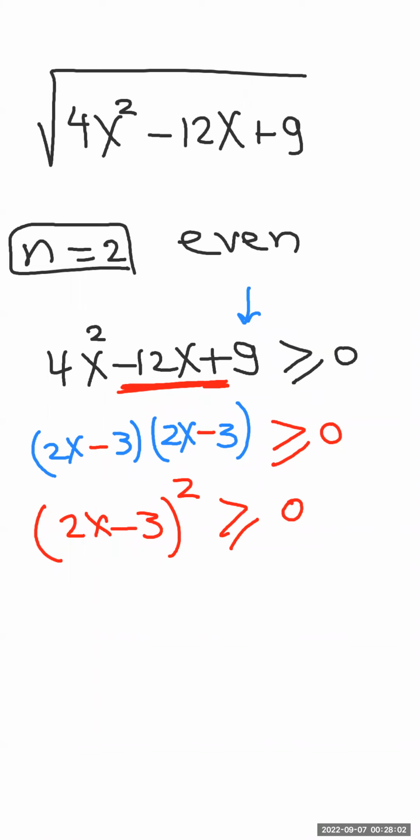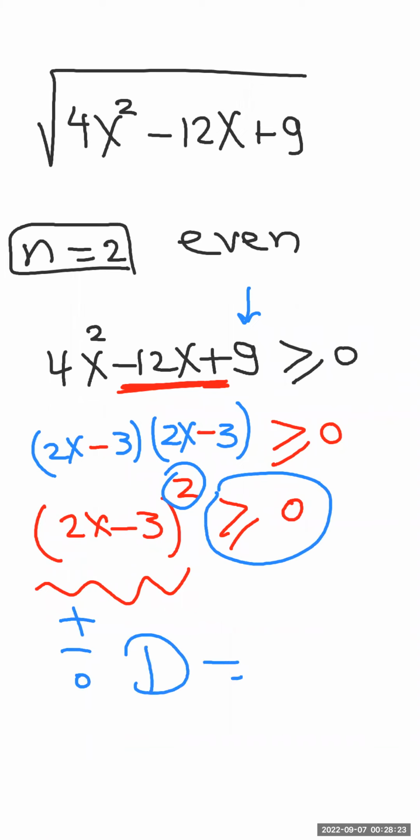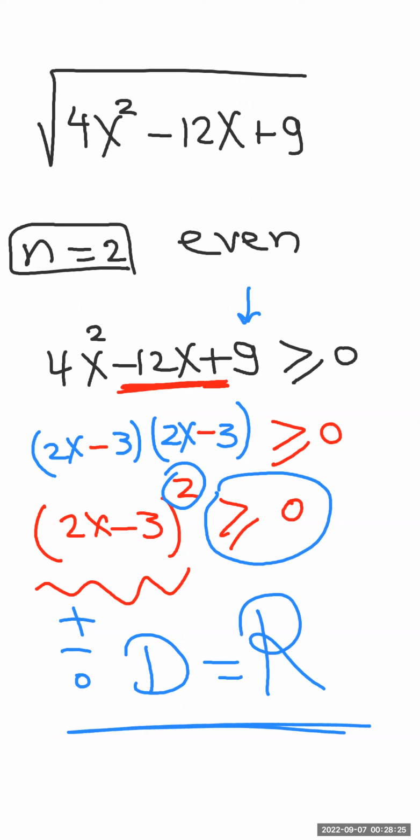Okay, my question now. Can we suppose that this value will be negative under any circumstances? Of course not. Why? Because it's to the power 2. So this bracket, whether this value is positive, negative, or 0, will be greater than or equal to 0. So in this case, the domain will be the real numbers. No exclusions. Okay?